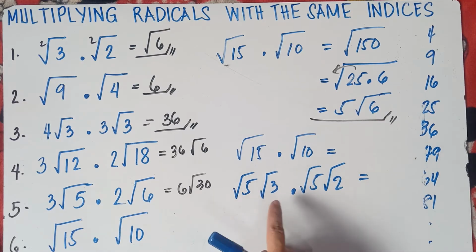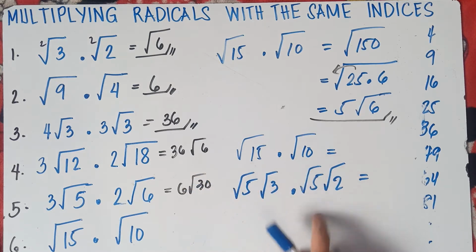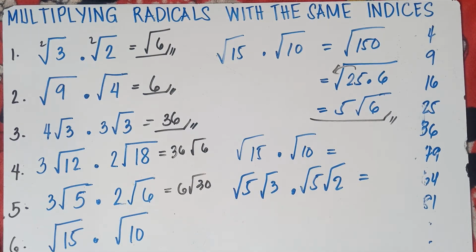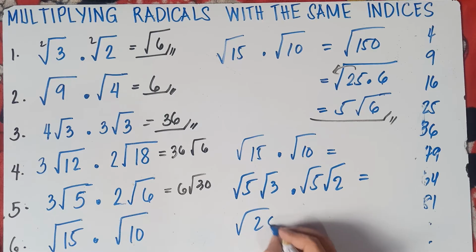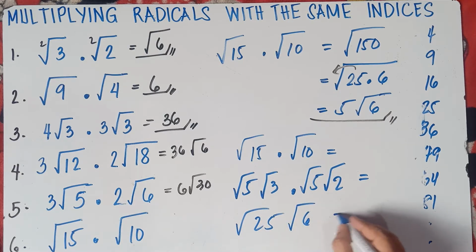Square root of 5 times square root of 3 is square root of 15. So the thing that you will do, class, is find two factors of 15 such that one factor is common to 10. As you can see, they have a common factor, which is 5. 5 times 3 is 15, and square root of 5 times square root of 2 is square root of 10. So the common factor is square root of 5. When you multiply square root of 5 times square root of 5, that's square root of 25. Square root of 3 times square root of 2 would be square root of 6.